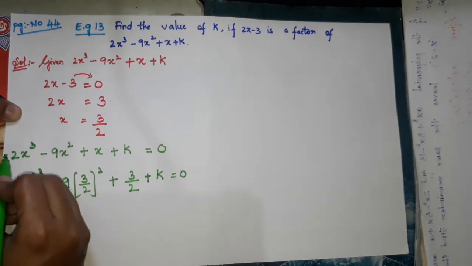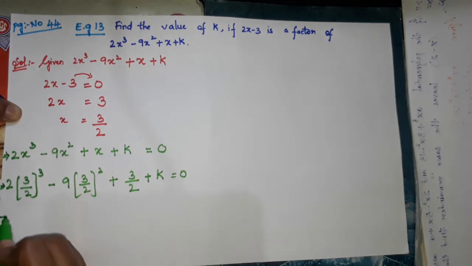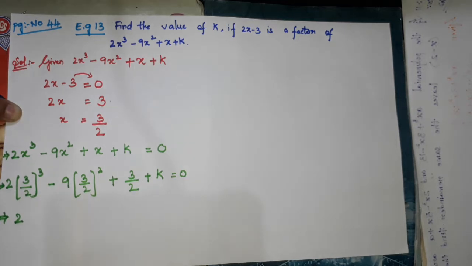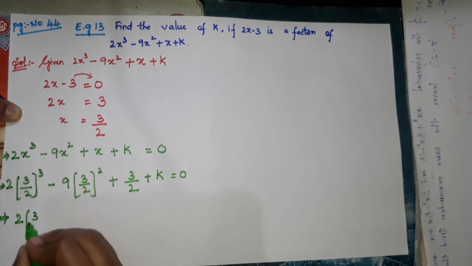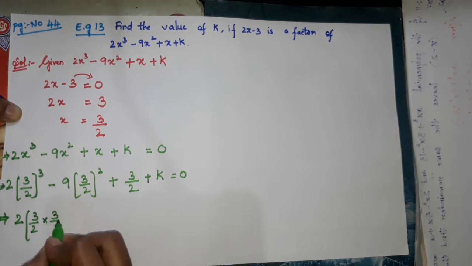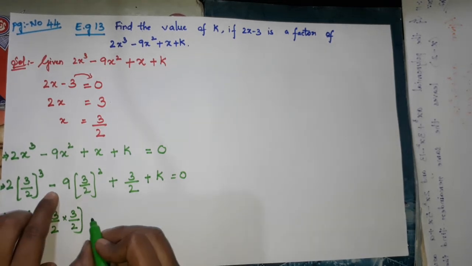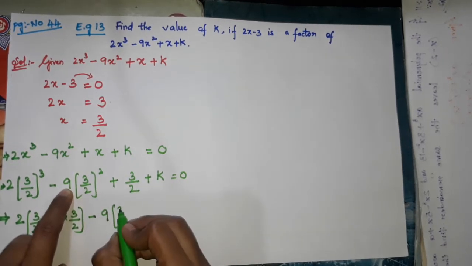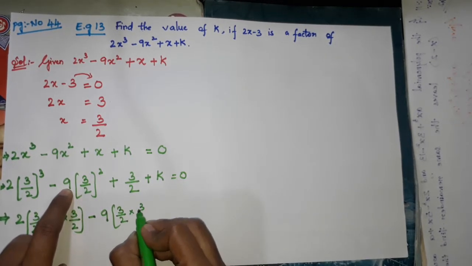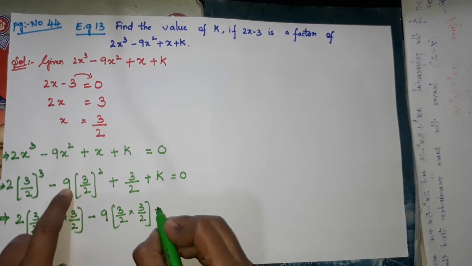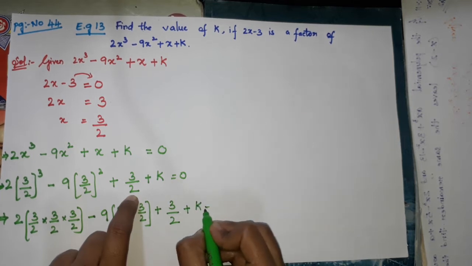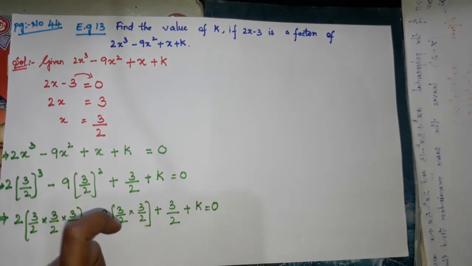Okay, now see here, 2 I'll write as it is. Now 3 by 2 how many times I must take children? I should take 3 times. So 3 by 2 into 3 by 2 into 3 by 2. Then what is there? Minus 9 as it is. 3 by 2 how many times you have to take? 2 times. So 3 by 2 into 3 by 2 plus 3 by 2 plus k equals to 0. Okay children.